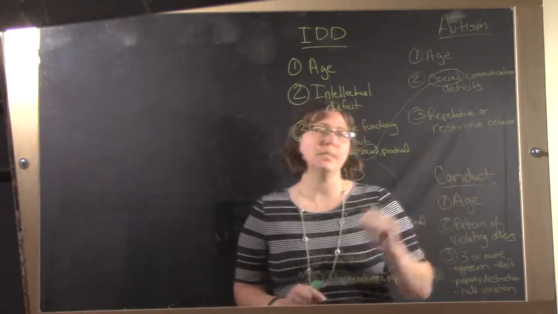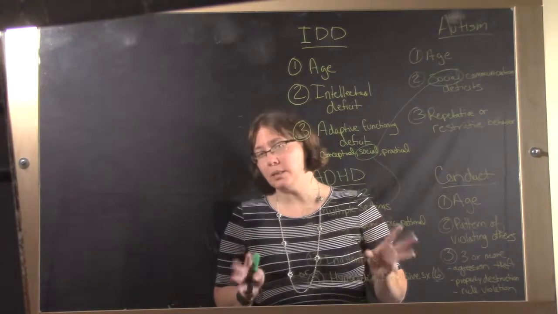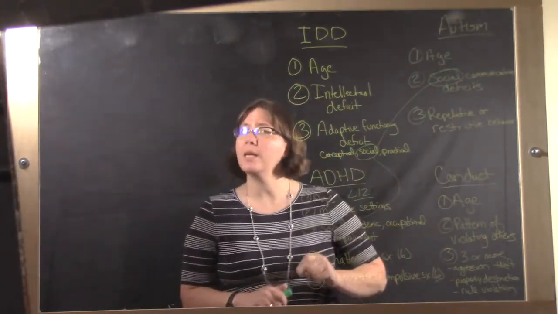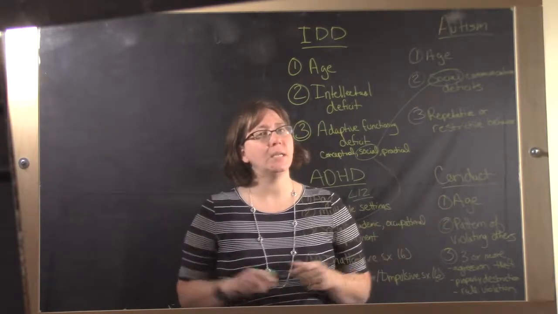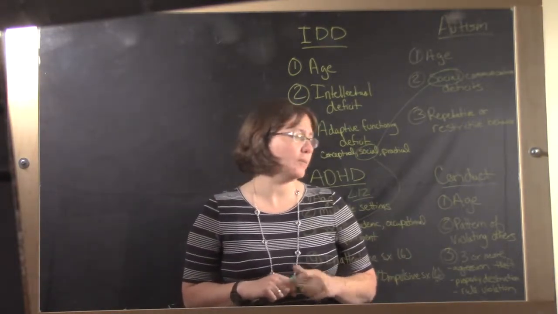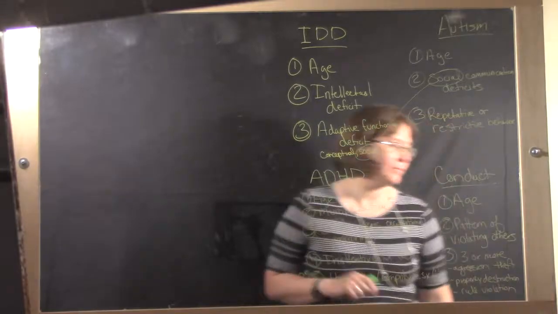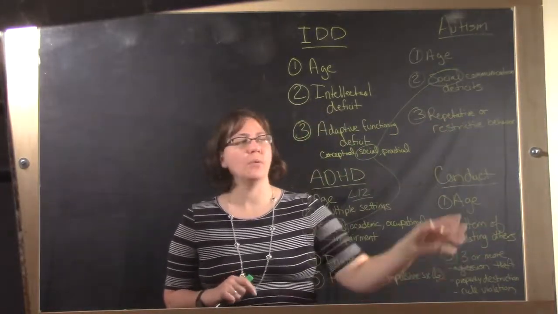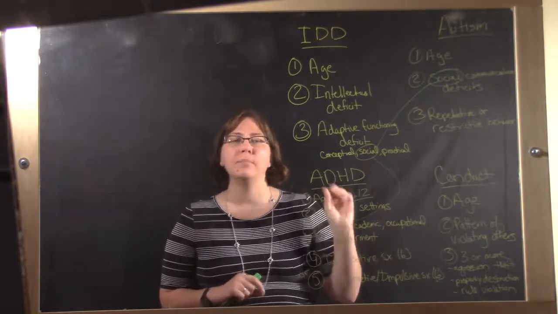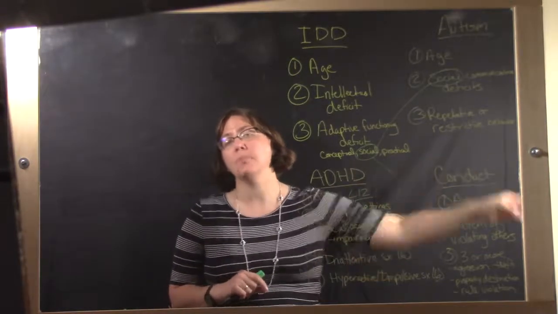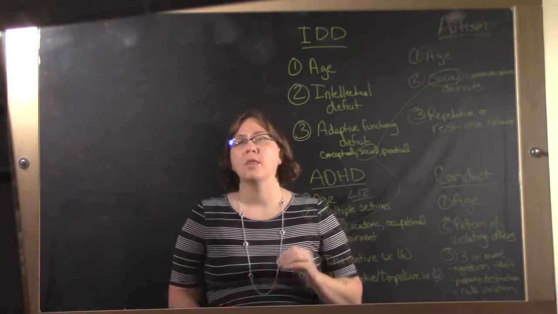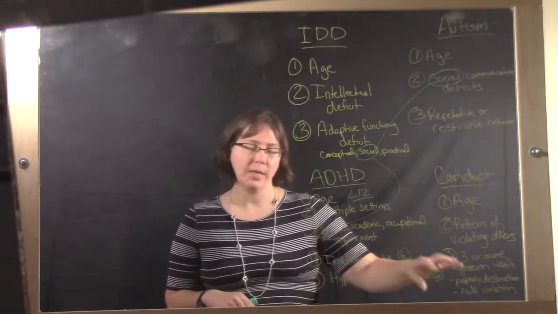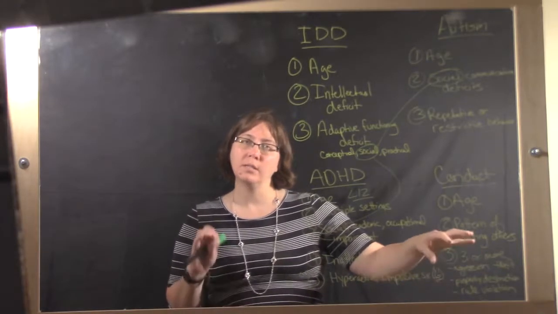All right, the last one is conduct disorder. It's the one that's actually most different from the other ones. There is an age component. You have to have conduct disorder before the age of 18. After the age of 18, we can no longer diagnose conduct disorder. It's a pattern of violating others' rights. So conduct disorder is really about being mean or cruel to other people. It's not really about their own behaviors necessarily. And so what that means is that within a year they have to show 3 or more severe symptoms.